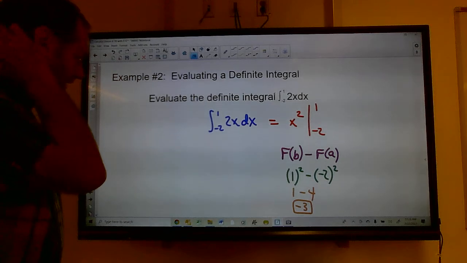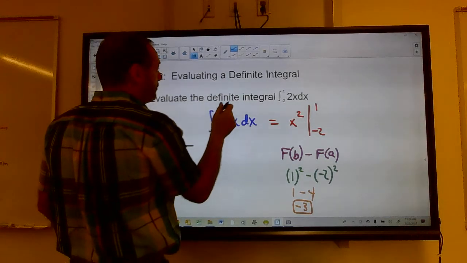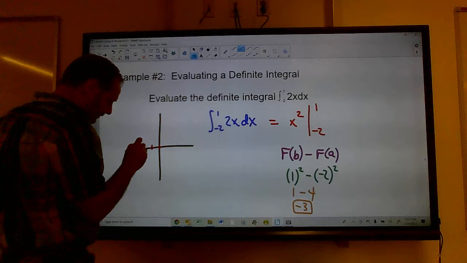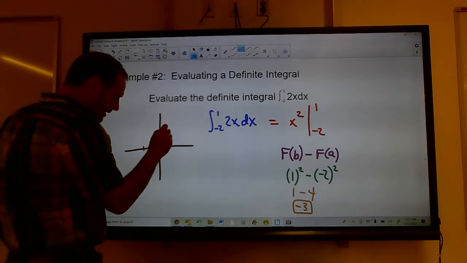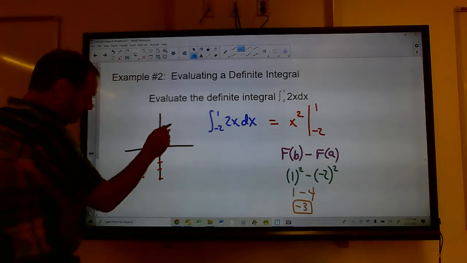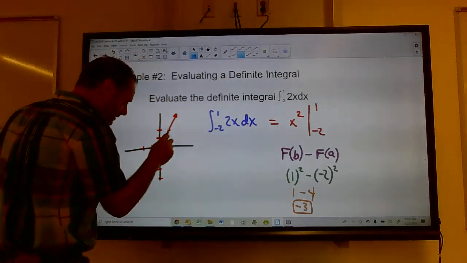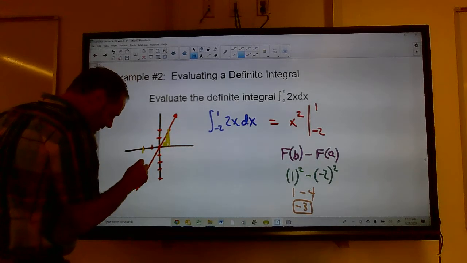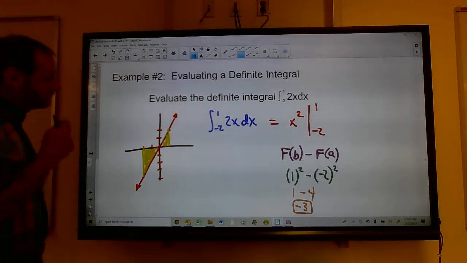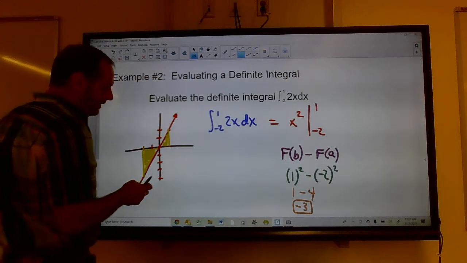Now, we know an integral is an area. How do we get an area of -3? Essentially, we're finding the area under the curve 2x. So 2x would be 2 right here, and -2 squared would be -4, right here. Here's my curve, and I'm finding this area and subtracting that area. Anything below the x-axis is going to be negative, and anything above the x-axis is going to be positive. So this area right here is going to be 1, and this area is going to be -4. When I add those together, I get -3 for my area.